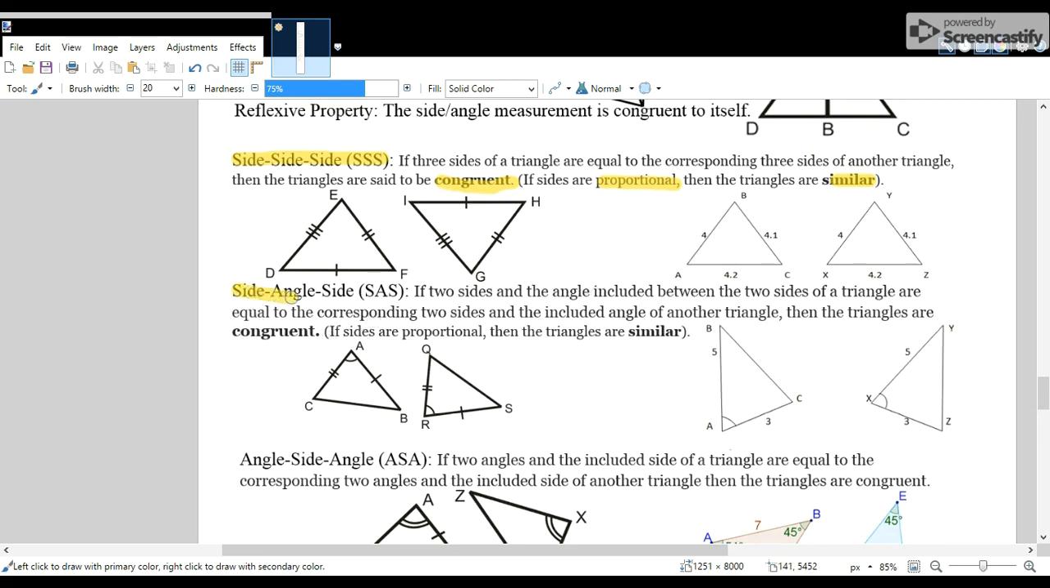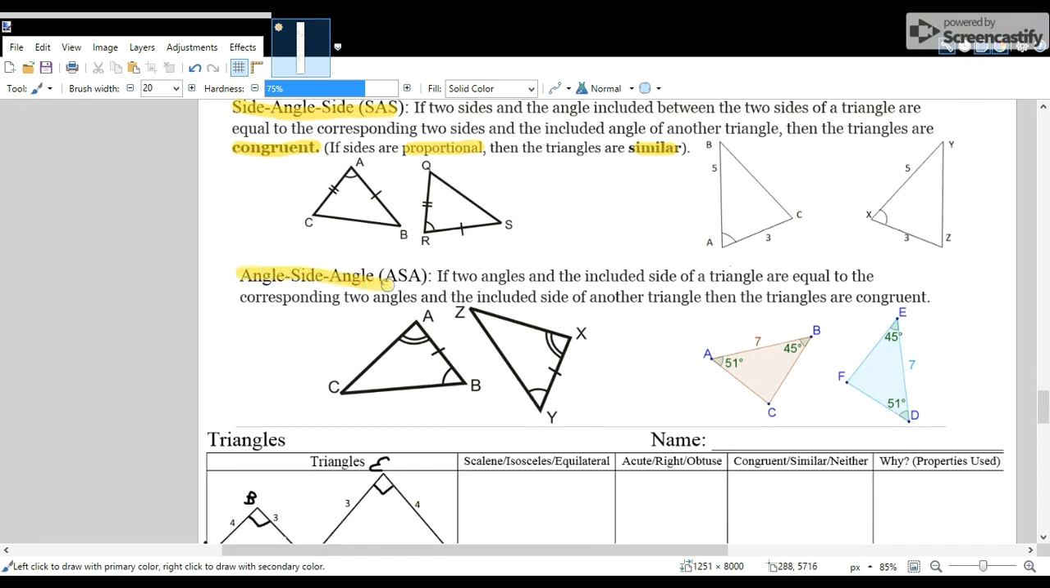We have side, angle, side, SAS. If two sides and the angle included between the two sides of a triangle are equal to the corresponding two sides and the included angle of another triangle, then the triangles are congruent. And then you can use this theorem to prove that they're similar if those side lengths are proportional. Basically, if they have a common ratio between both of them.